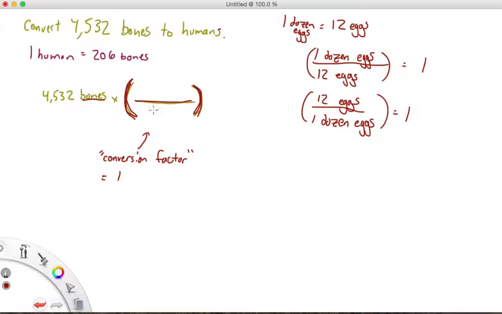So if I put a conversion factor here, I can take this 1 human equals 206 bones. You can see this right here, I can either put 1 human over 206 bones. That's a way I could do this. Or I could put 206 bones over 1 human.